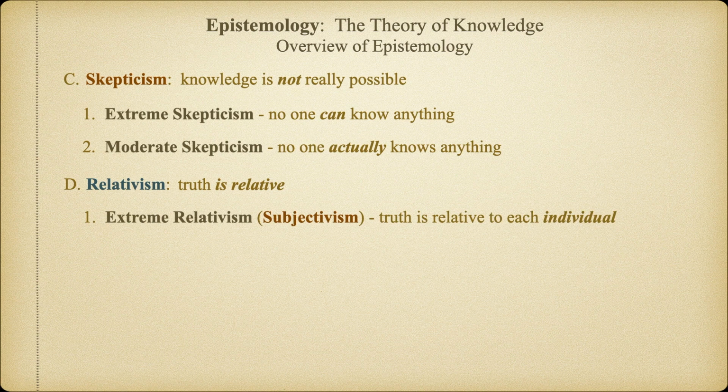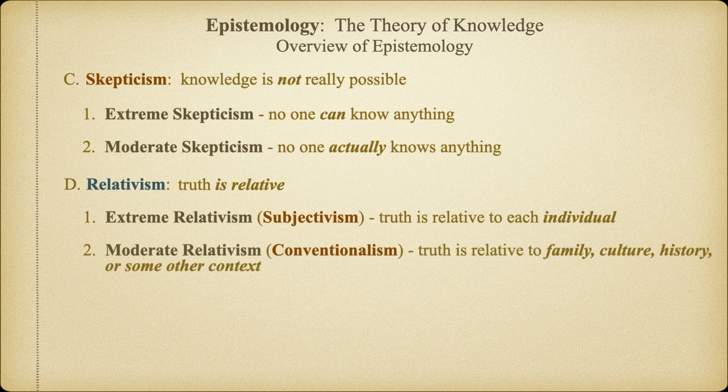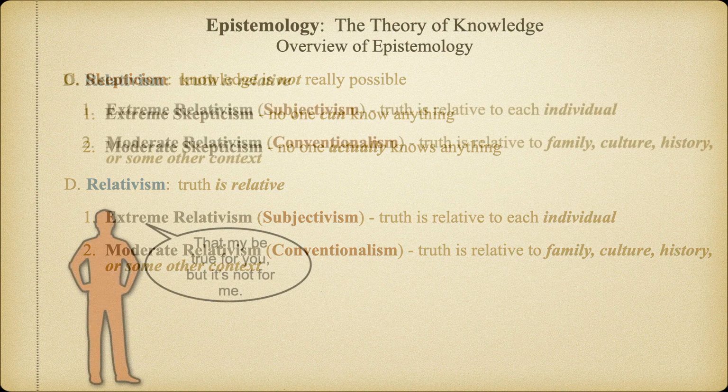Extreme relativism, also known as subjectivism, claims that the truth is relative to the individual. More moderate forms of relativism, also known as conventionalism, would claim that the truth is relative to some group or some context. But no matter where we land on the continuum of relativism, we will find a very strange position, and just a little reflection will demonstrate just how strange a view this really is.